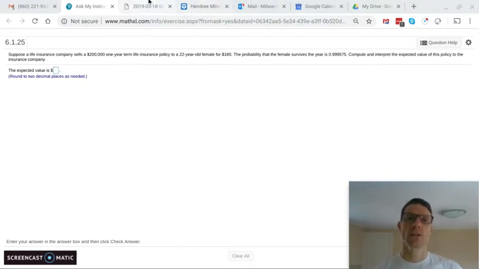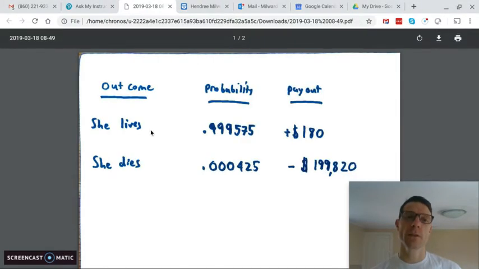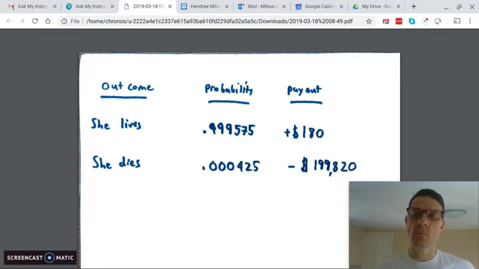So the first thing to do is just lay out your outcomes, right? This is going to be a probability distribution. The two things that can happen is she lives and that she dies. Now the probability that she lives, we just said was 99.9575, and the probability that she dies has just got to be the complement of that. So I just took this and subtracted it from 1 to get 0.000425.